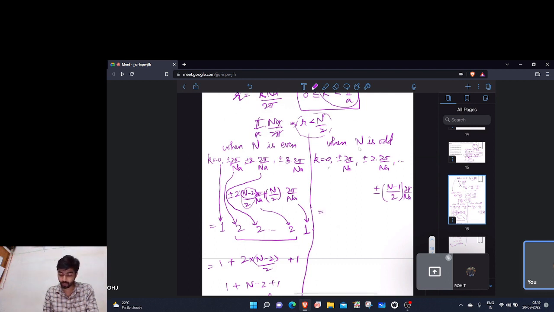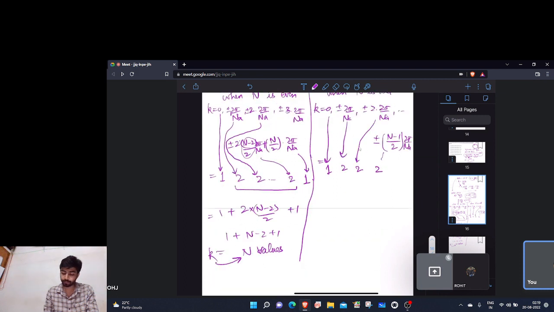So we have a single state for 0, 2 states for 2 pi by Na, 2 states for 2 into 2 pi by Na, and so on, and finally 2 states for the term nk equal to (n minus 1) by 2. These are again very easy to find out, (n minus 1) by 2 terms, and since every term has 2 states, we have the 2, and finally 1 for k equal to 0.